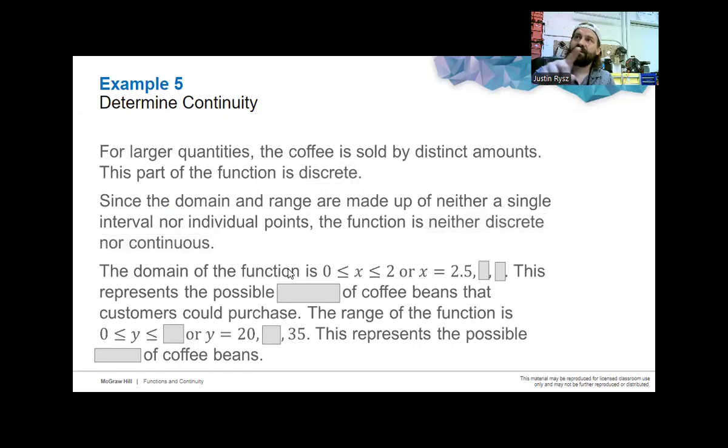Because if we would look at the graph, it would kind of curve up, and then after that have some dots. So the domain of the function would be between 0 and 2, and then x equals 2.5, 3, and 5. This represents the possible weights of the coffee beans that the person could purchase. So that's what the domain is. The range would be from 0 to 16. Buying 2 pounds would be $16, and you could buy any number in between. And then after that, you're only spending $20, $22, or $35. So this represents the possible cost of the beans.